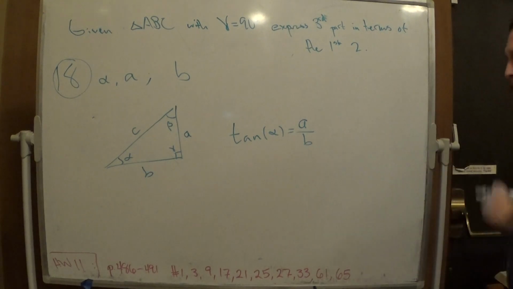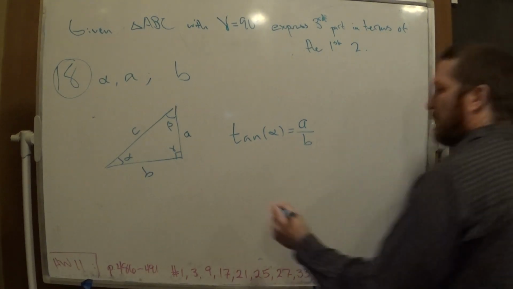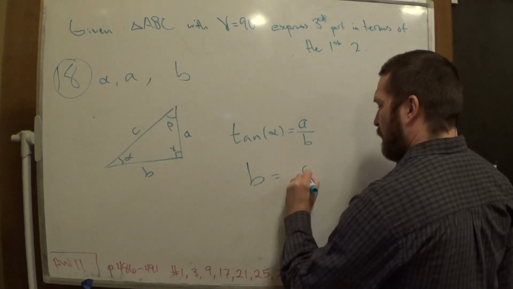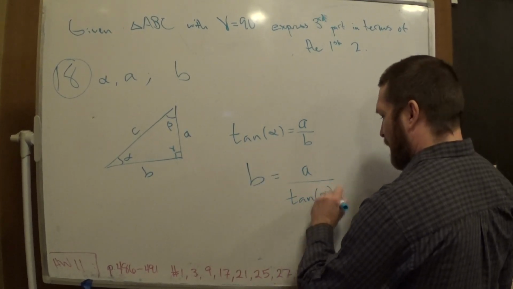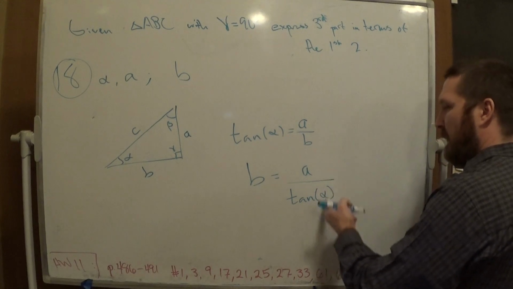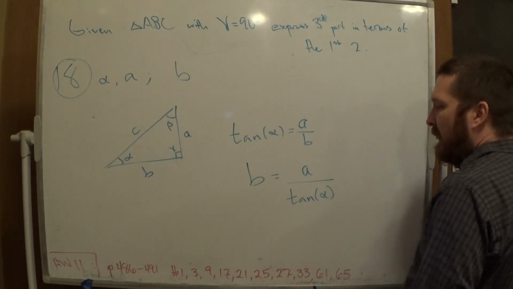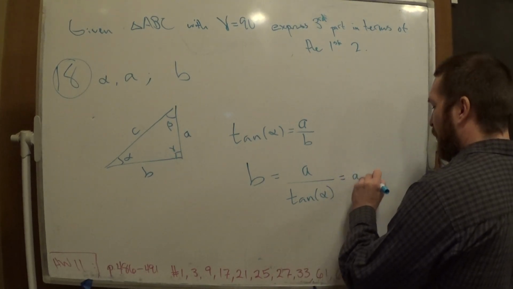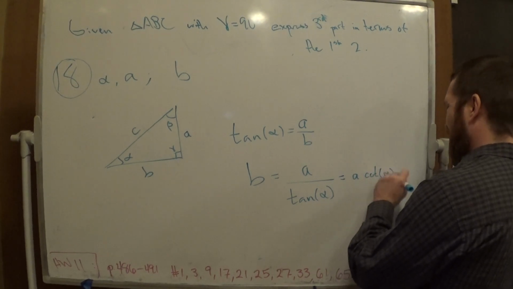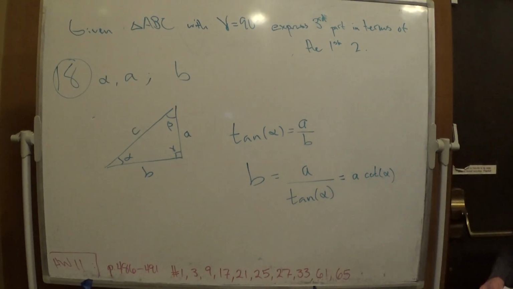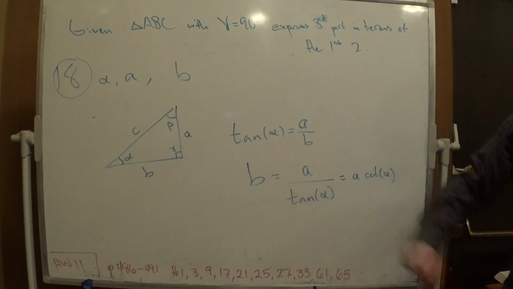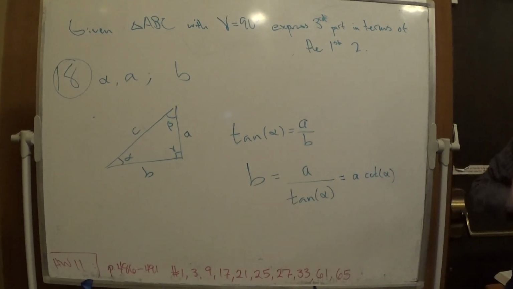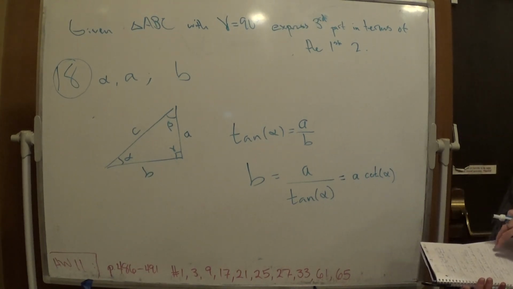I need to get the B by itself. So again, I'm going to bring the B upstairs, bring the tan downstairs, and have I expressed B in terms of alpha and A? Yeah. If you want, you could be slick and say that's actually cotangent of alpha. And yeah, you're right. That's perfectly good, but that's sufficient right there. You have expressed B in terms of just A and just alpha. Okay? Any questions on this kind of thing?